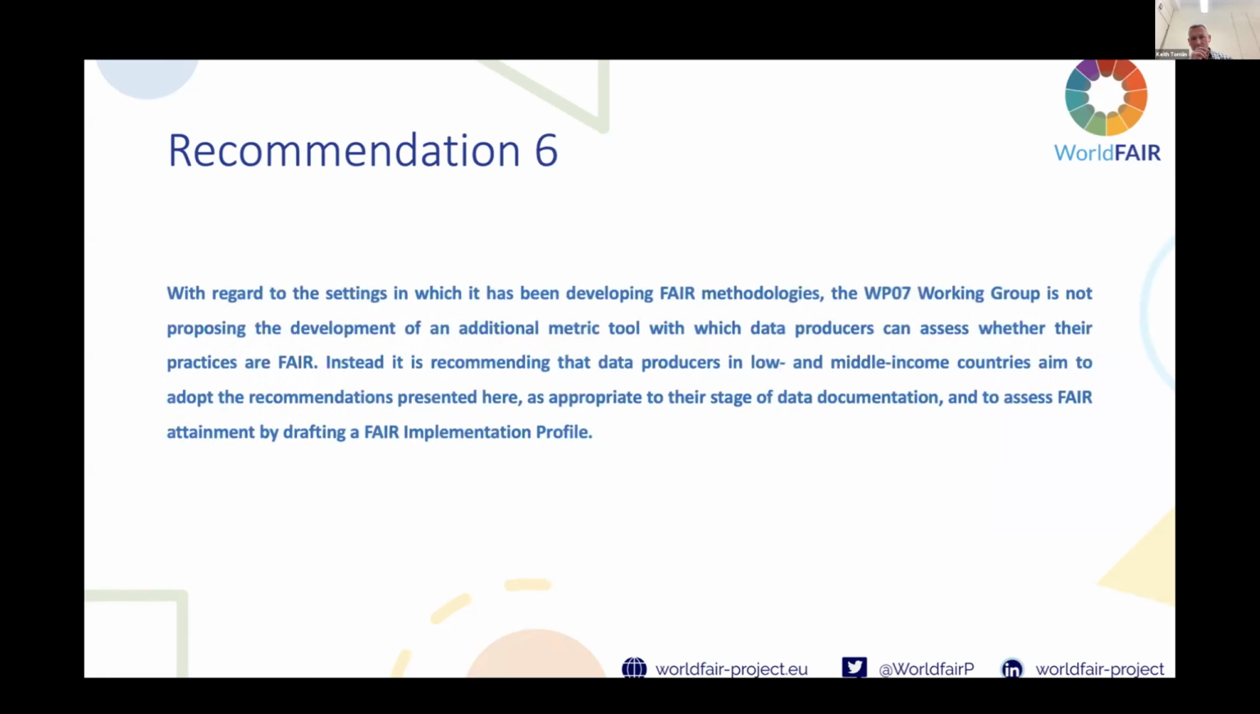And finally, our final recommendation, which in fact isn't a recommendation, the initial description of the deliverable that we've just produced included the concept of producing a further metric tool for measuring FAIR achievement and FAIR implementation. And again, this is an area of growth of software that are able to identify the steps that individual agencies have taken to achieving the FAIR principles.